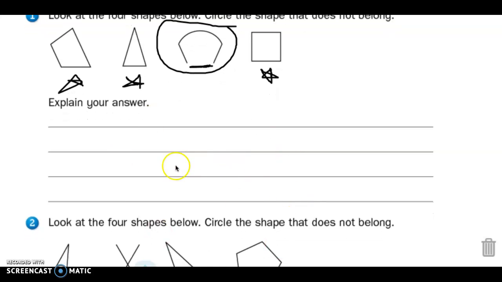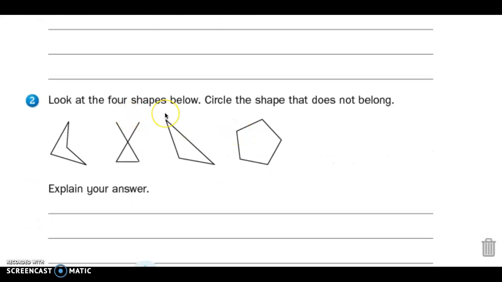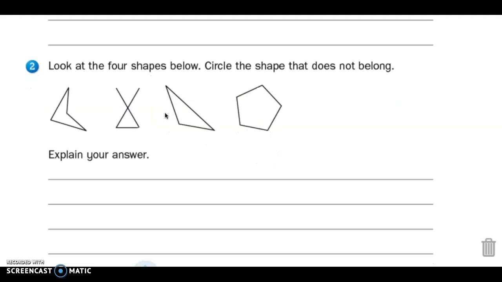Awesome. Make sure you have your explanation here. We'll be looking for it when you send your picture in. If you don't have it, we'll send it back until you do. Awesome. Number 2, look at the 4 shapes below. Circle the shape that does not belong. So same as the top, put me on pause and unpause me when you have circled the shape that does not belong. Go ahead.